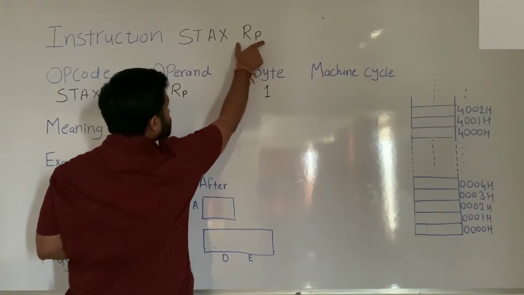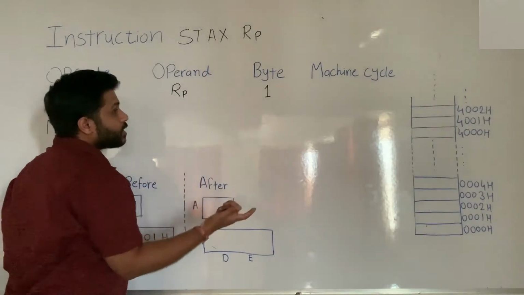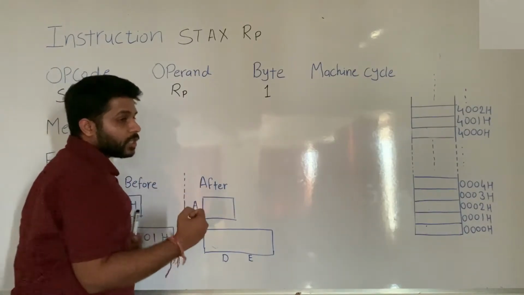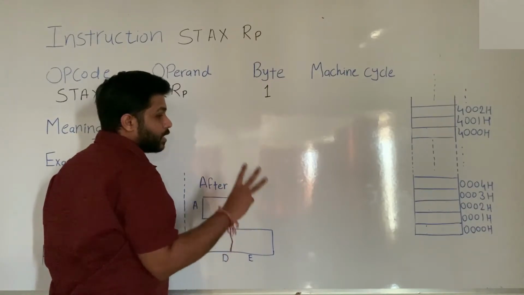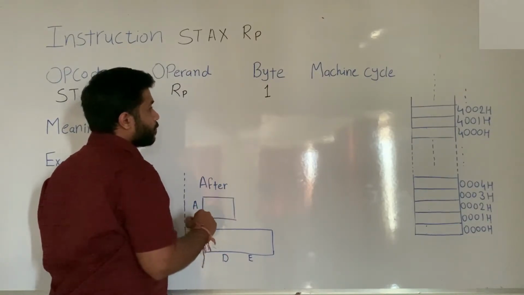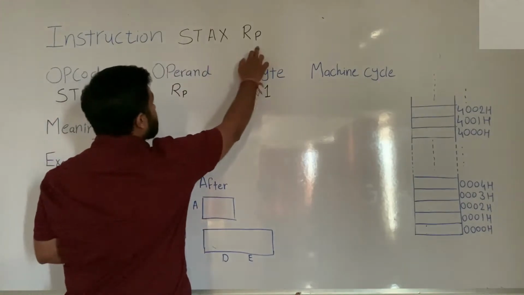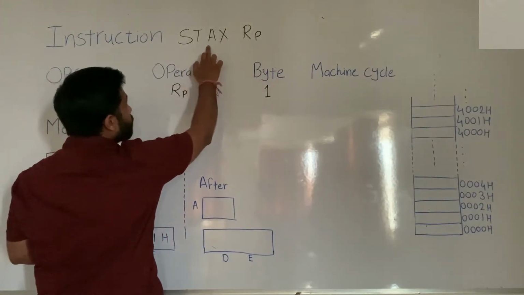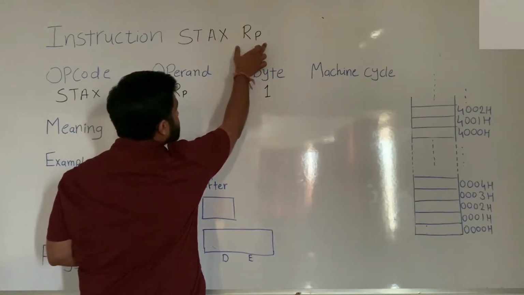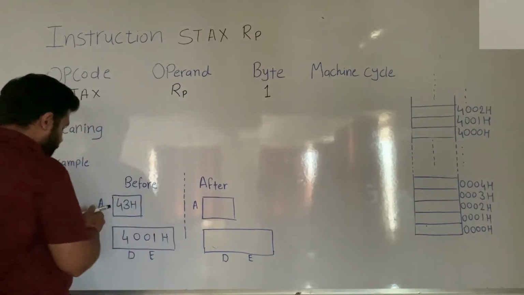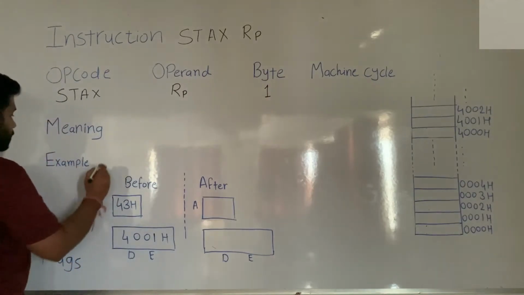So in this portion, you can specify any register. You can specify the register pair BC, DE or HL. 3 combinations are possible. So STAX RP means store data from accumulator to the memory location which is specified in the register pair. Let's see one example so that you can understand clearly.